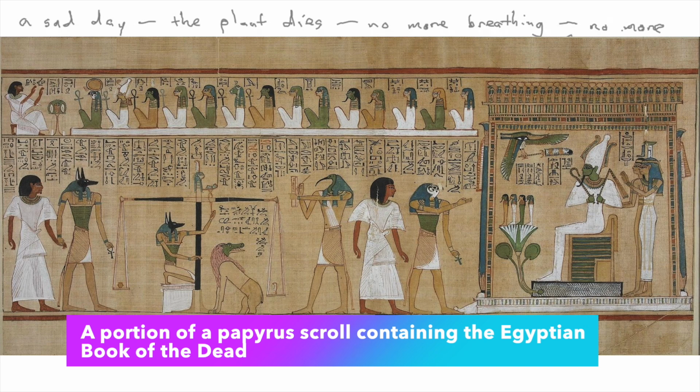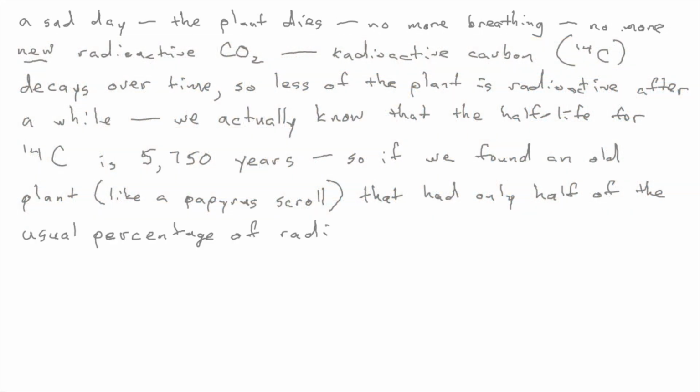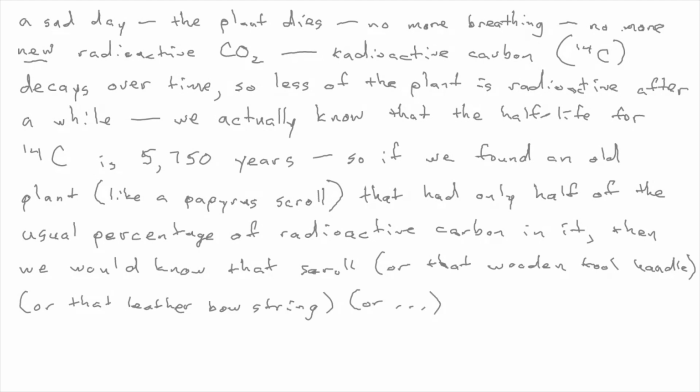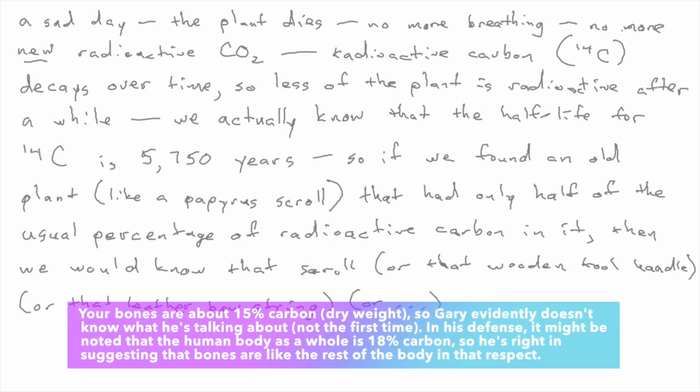If we found an old plant, like a papyrus scroll, that had only half of the usual percentage of radioactive carbon in it, then we would know that scroll, or that wooden tool handle, or that leather bowstring, or anything that was once a plant or an animal. A bone, right? You find a bone, bones have carbon in them. You think, well, bones are calcium. There's more calcium in your bones than anywhere else in your body. But bones aren't mostly calcium. Bones are mostly carbon.